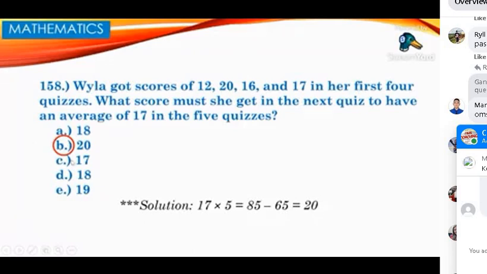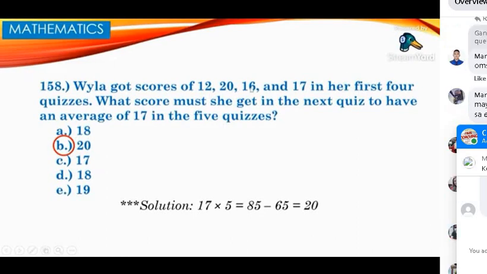Or pwede natin gawin yung ginawa natin sa Raptors kanina. Yung average dapat 17. So dito, may panglimang number tayo. So 17, okay na ito. Ito naman 16, so kulang ng isa. Ito naman may sobra sa 20, which is 3. So ikukunin natin, ipupuno natin sa 16. So magiging 17. So dalawa na lang yung sobra. Idagdag naman natin dito sa 12. So magiging 14.